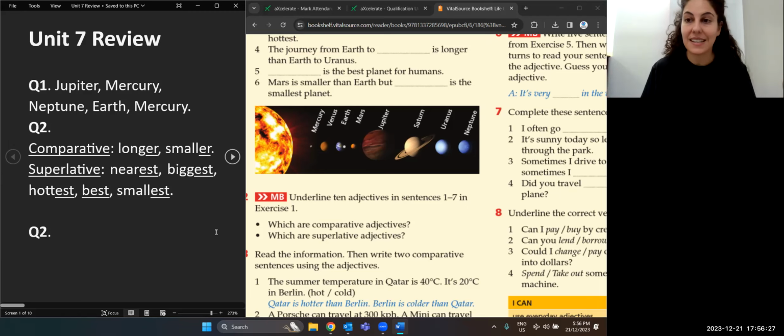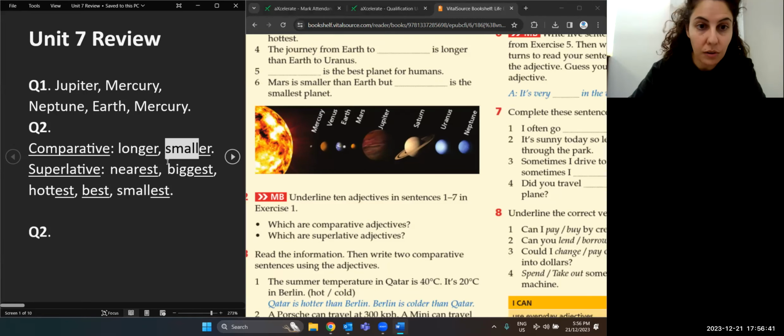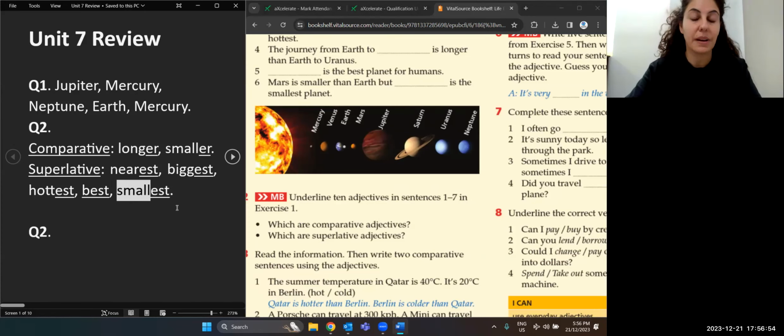So you must see the two different comparatives. We use them with adjectives. Remember, adjectives tell us what something looks like, feels like, and we can see the adjective: long, small, near, big, hot, good, because that comes from good, it's irregular, and small. That's my adjectives. But I'm using this adjective now to compare.